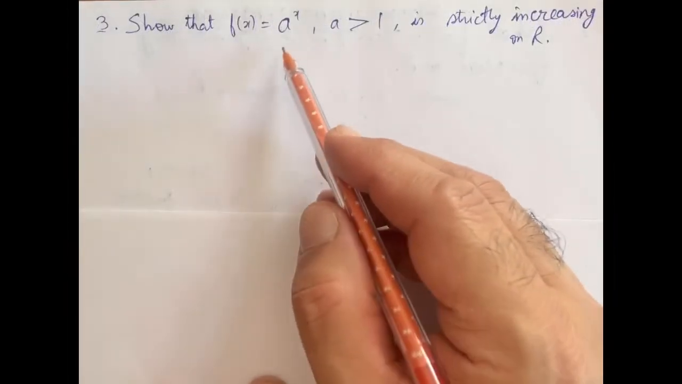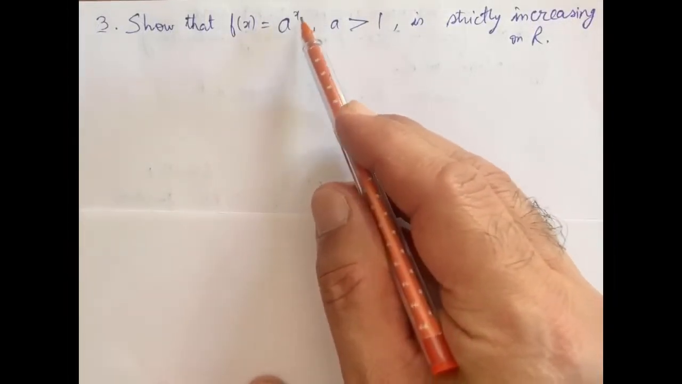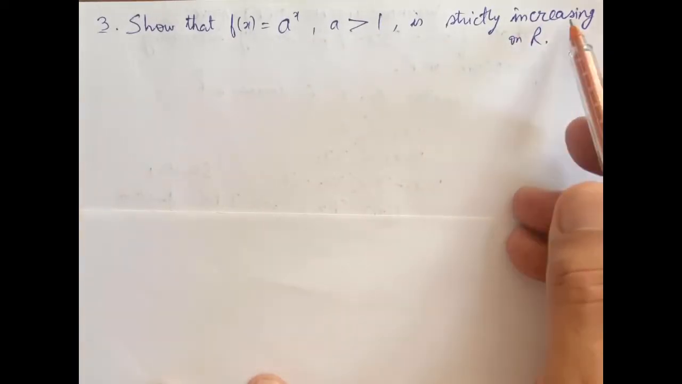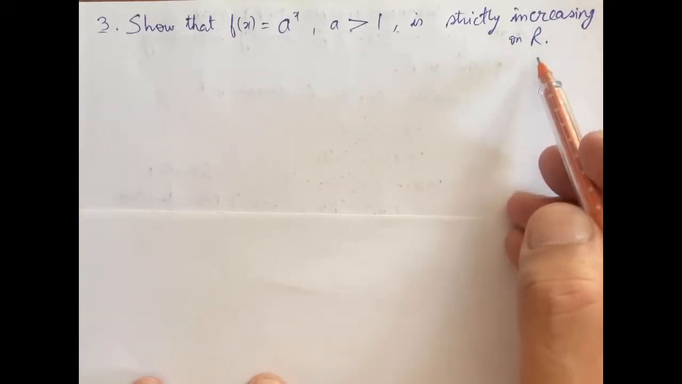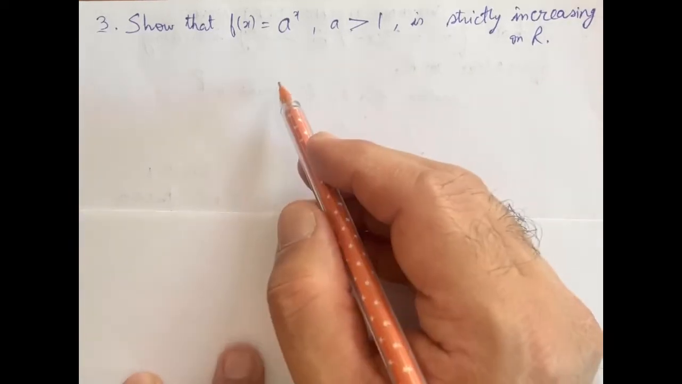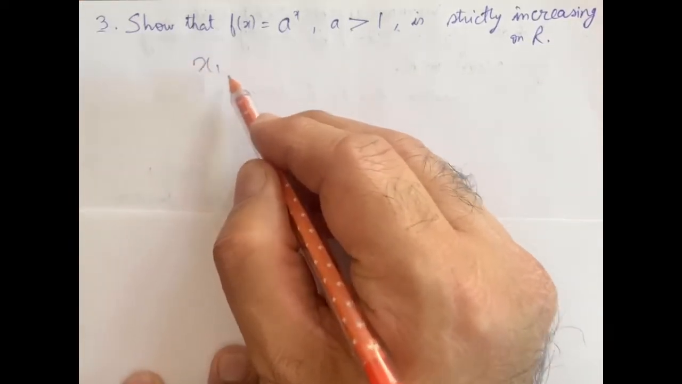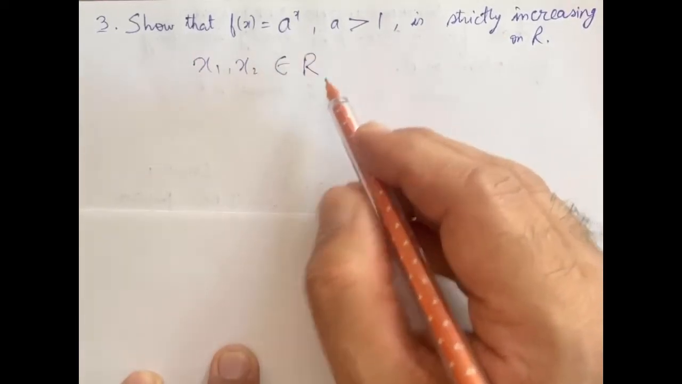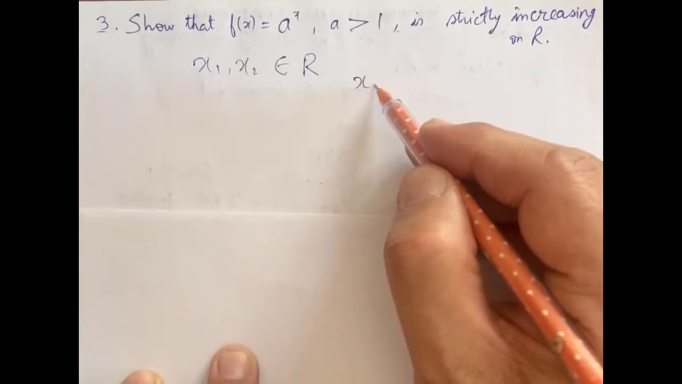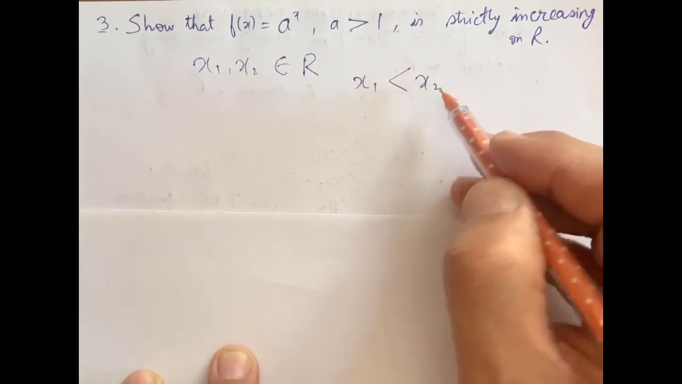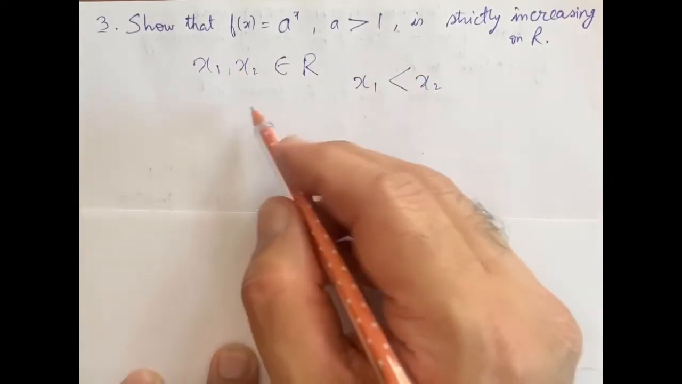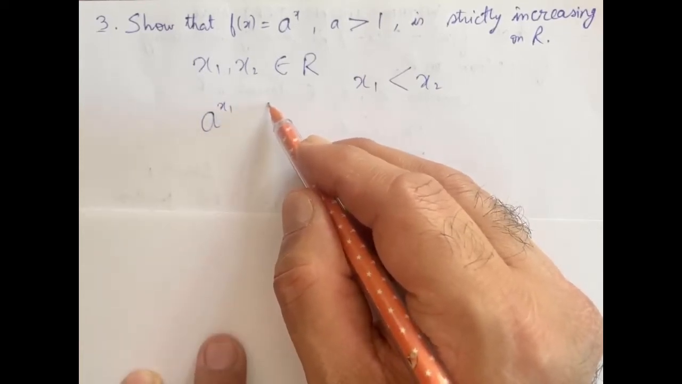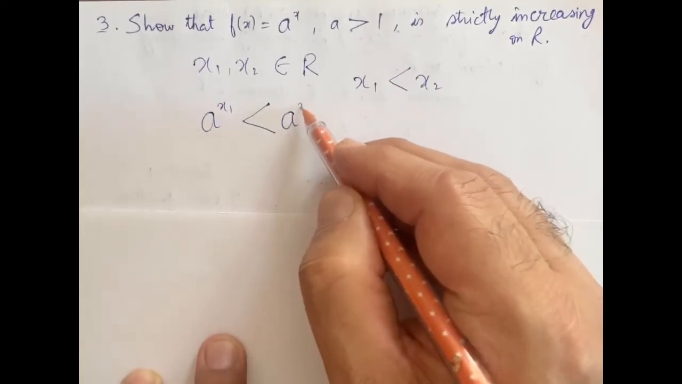We have to show that exponential function f of x is equal to a raised to x for values of a greater than 1 is a strictly increasing function on set of real numbers. Let us consider x1 comma x2 belonging to domain of function, which in this case is set of real numbers, and also we consider x1 is less than x2. Now if x1 is less than x2, a raised to x1 is less than a raised to x2.